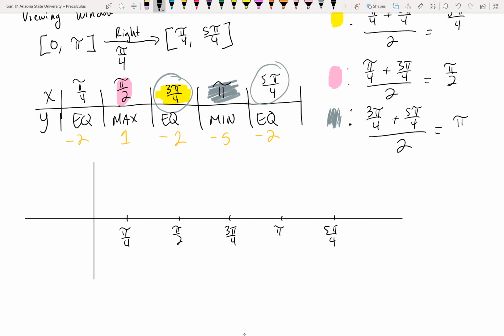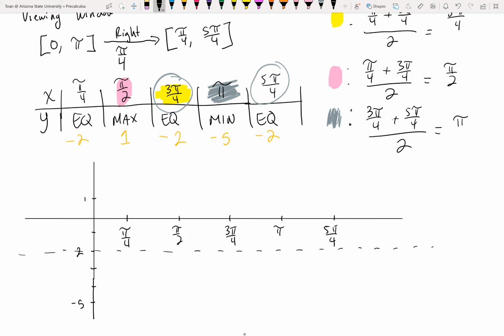And then just go ahead and label your y-axis. It looks like I'm going to need a lot of negatives, so I should probably extend this down. So we have a maximum of 1 and a minimum of -5. So here's -1, -2, -3, -4, -5. I need an equilibrium at -2. What I would do first is draw my equilibrium line. I like to just do a dotted line. Here's my equilibrium line.